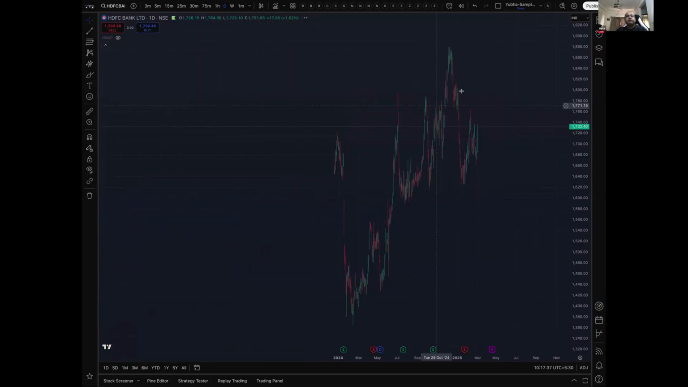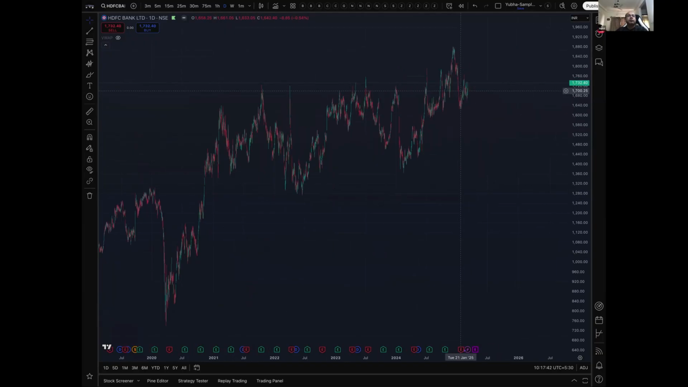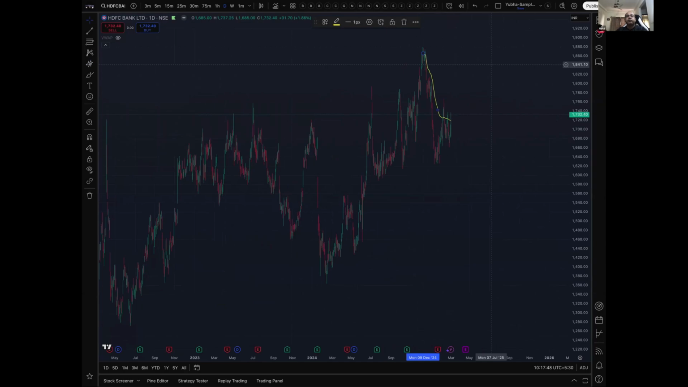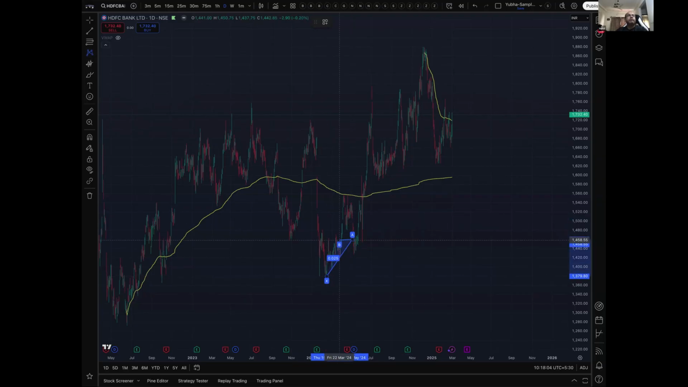HDFC Bank. Okay, so if we look at it from the top over here, let's see what it's doing. It's trying to break that VWAP, which, typically if you draw it from the top, serves as a resistance, and if you draw it from a bottom, which might be a local low or something over here, it's taken a little bit of support from here and bounced up.